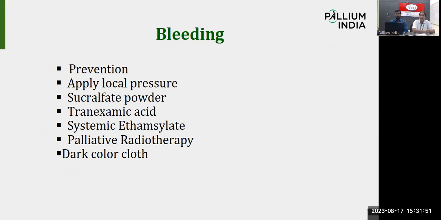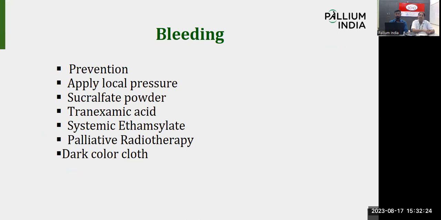Along with that, we can give sucralfate powder. Sucralfate powder is something we use in peptic ulcer diseases also, for ulcer bleeding. So in this also, sucralfate helps in preventing the bleeding, right? We can even use tranexamic acid, an antifibrinolytic, and also systemic ethamsylate. These all help to prevent the bleeding. And also palliative radiotherapy we can give.